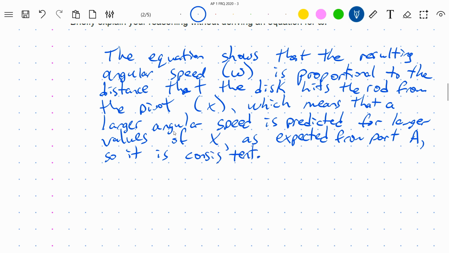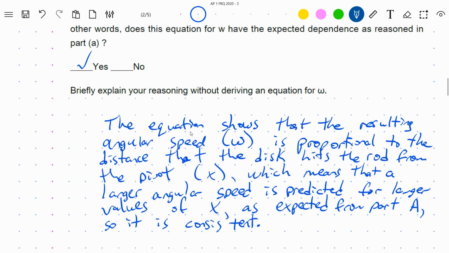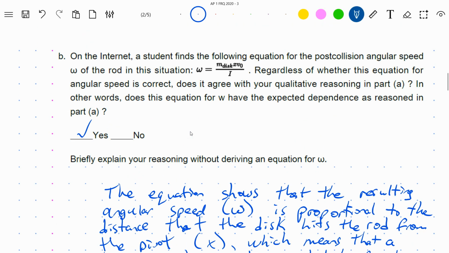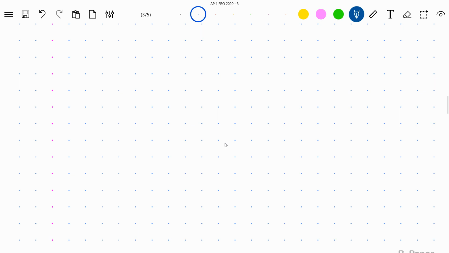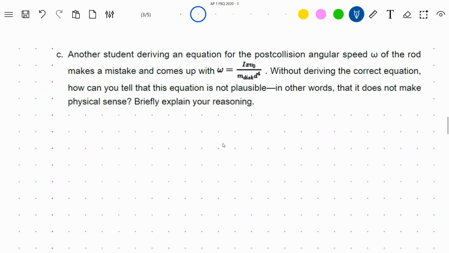All right, there we go. Trying to write quickly here. And so that should do it. Yeah, it should answer their question. Omega is proportional to x, completely consistent with what we said in part A. Moving on to part C.